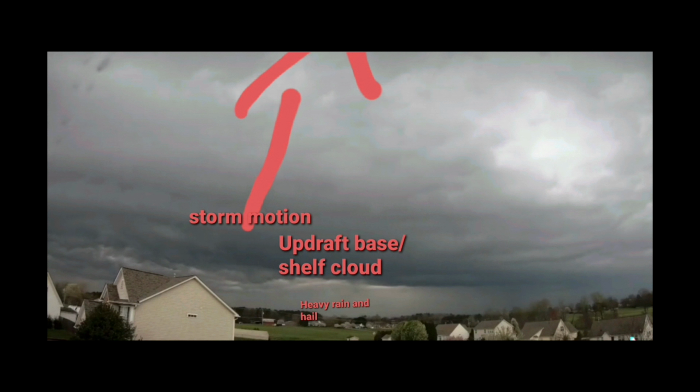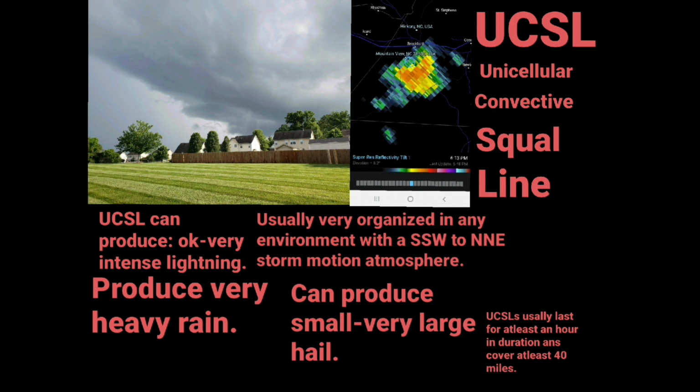The next thunderstorm type is the UCSL, standing for Unicellular Convective Squall Line. UCSLs can produce okay to very intense lightning, and are usually very well organized in any environment with a south-southwest to north-northeast storm motion atmosphere. They often produce very heavy rain and can produce small to very large hail. UCSLs last for at least an hour in duration and generally cover at least 40 miles.